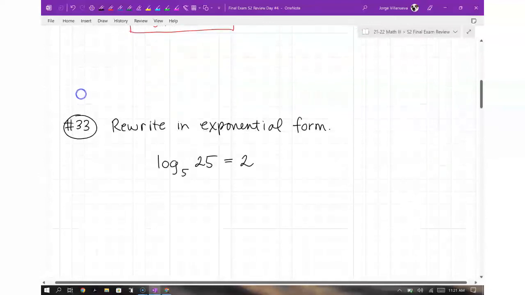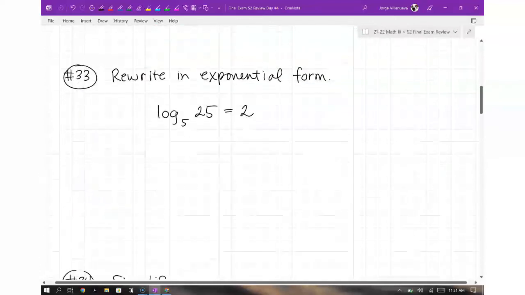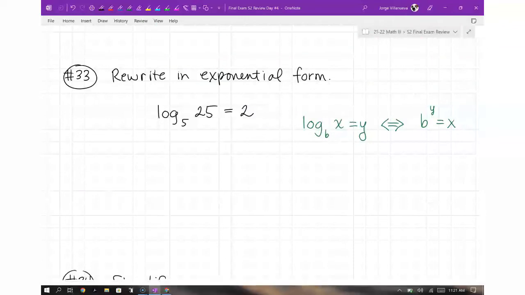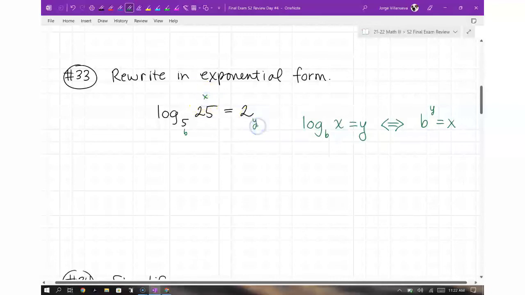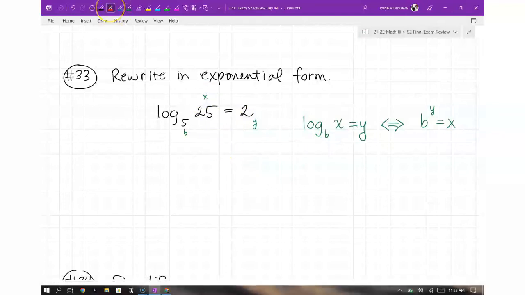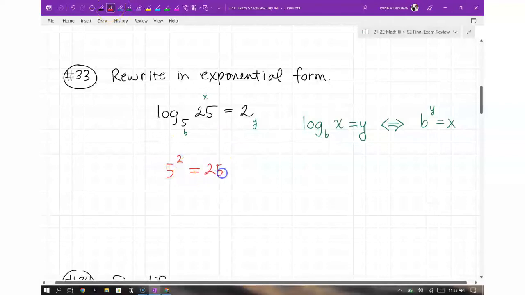All right, now rewrite as an exponential. Okay, rewrite this as an exponential. So, using the same little equation, log base b of x equals y becomes b to the y equal to x. So, notice my b term is the 5. The 25 is my x term. And the 2 is my y term, right? I'm looking at this and assigning my values to that. So b to the y is 5 squared equal to 25.